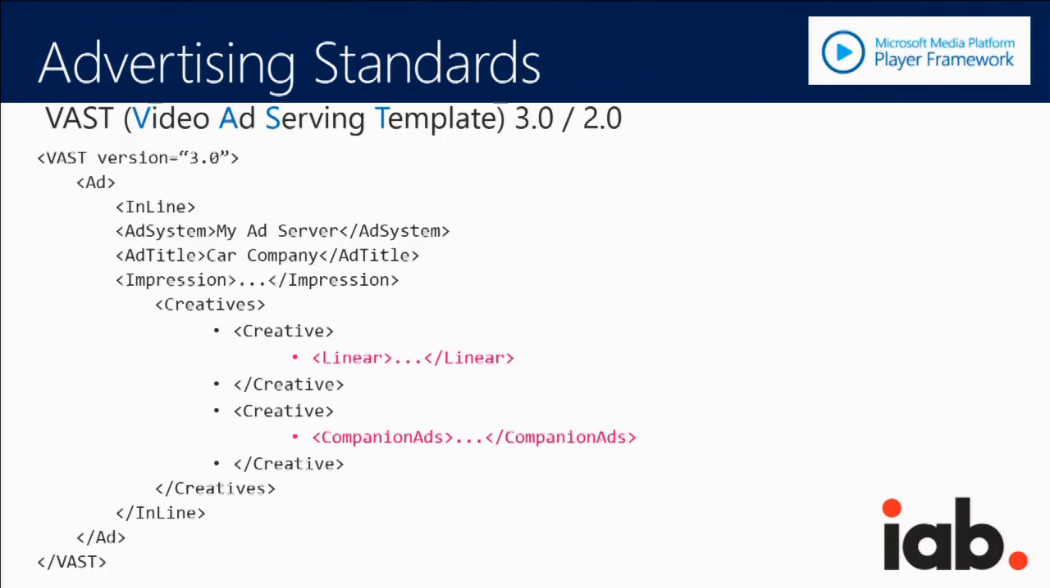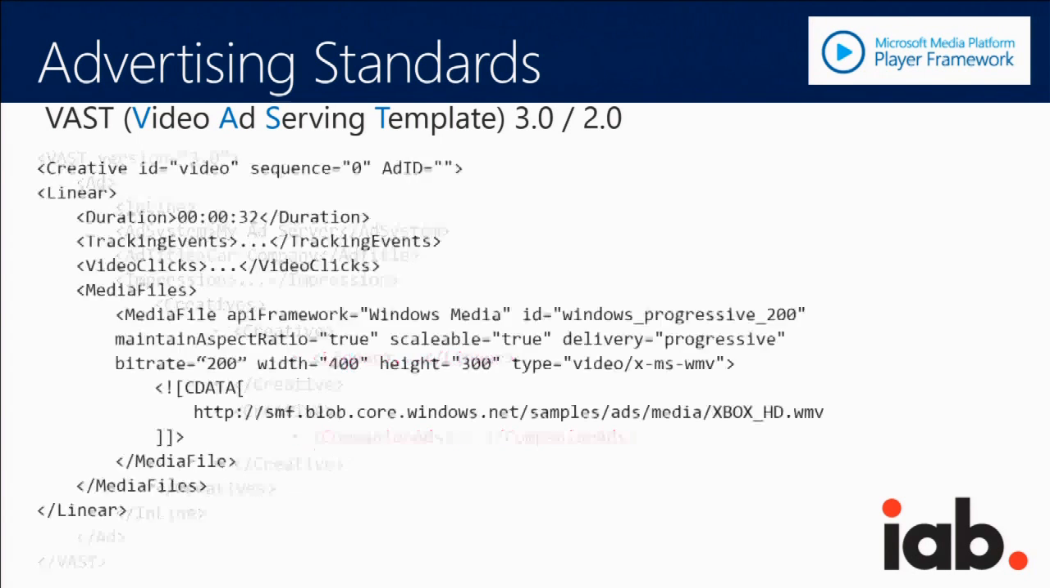Basically, it says, okay, here's my ad server, and the ads are defined in the creative section. If we look at one creative section, it says, okay, I have a linear ad. The duration is 32 seconds, and here's the file. I'm going to play a Windows Media Video file from Windows Azure.